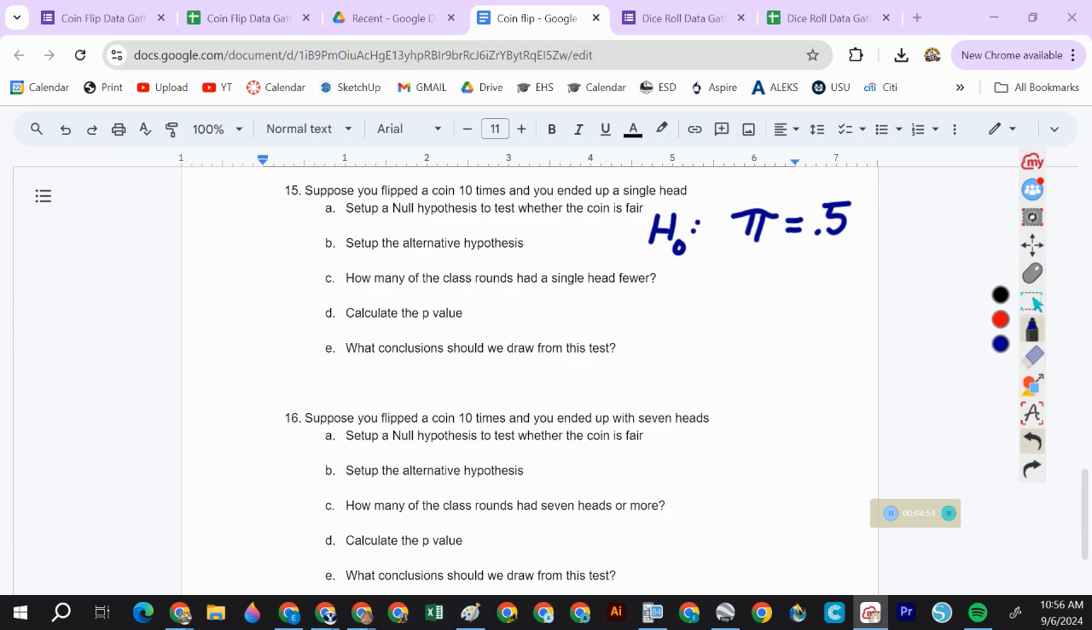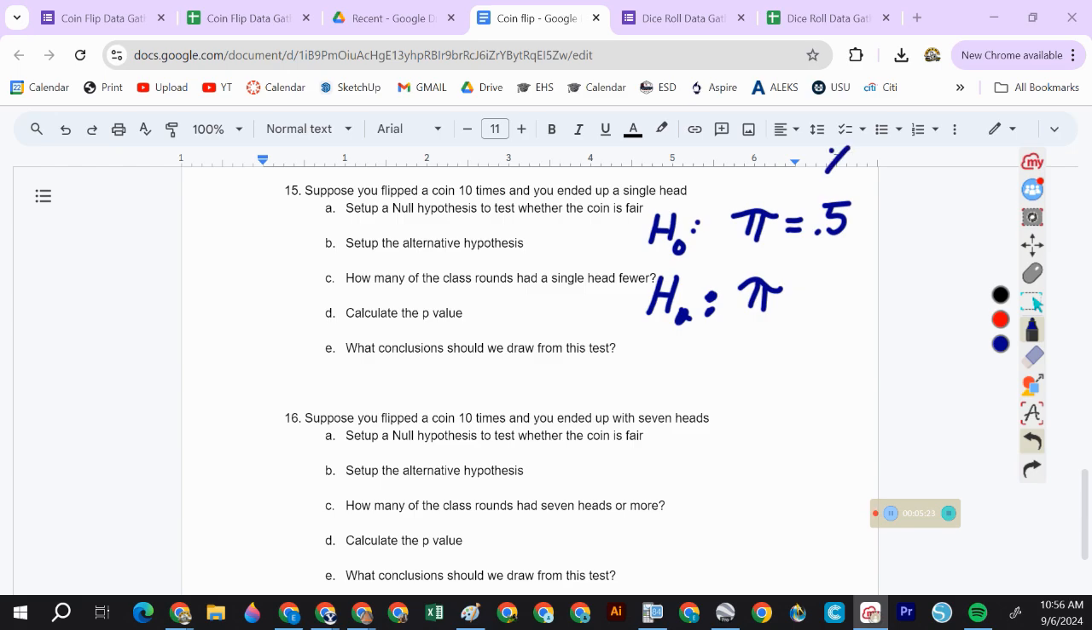Okay. And the alternative hypothesis, H sub A, says that pi is, it's either going to be greater than or less than. Which one am I going to use? Greater than. How come? What was our sample percentage? It was higher, right?